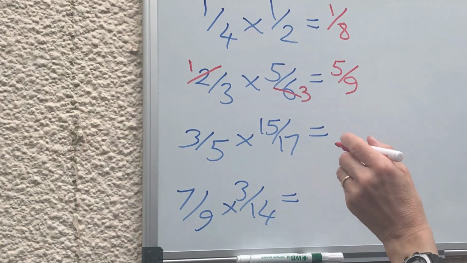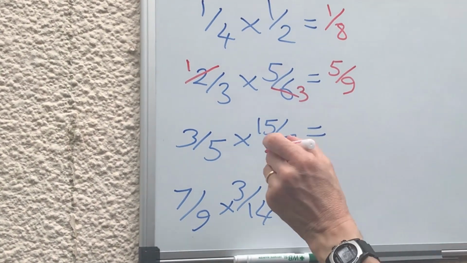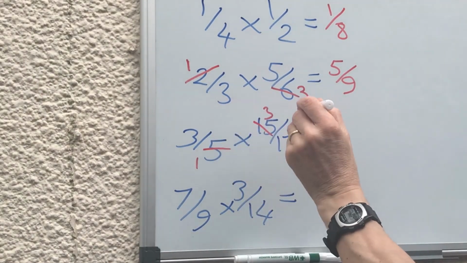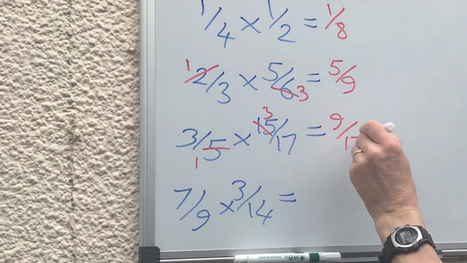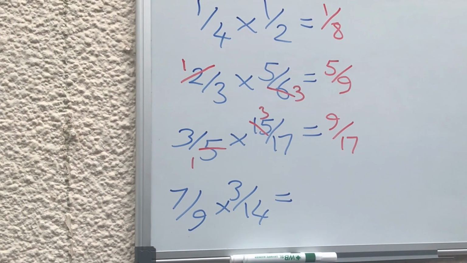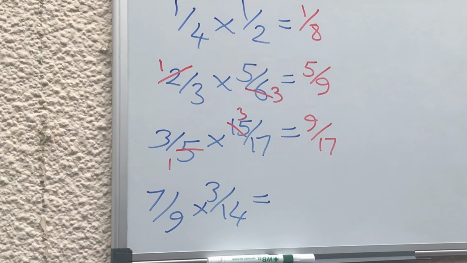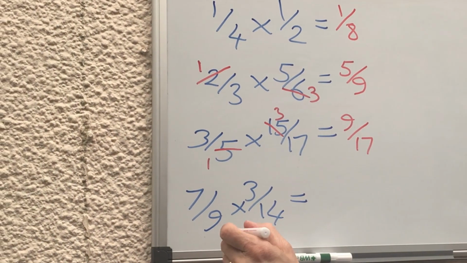Next question, we've got some bigger numbers, so if we can, we want to be cancelling out here. Cancel out the 5 with the 3. 3 times 3 is 9, and then on the bottom, 1 times 17, 17. So question 3, the answer is 9/17. So on to our last question then. Again, some good possibility of cancelling out here.